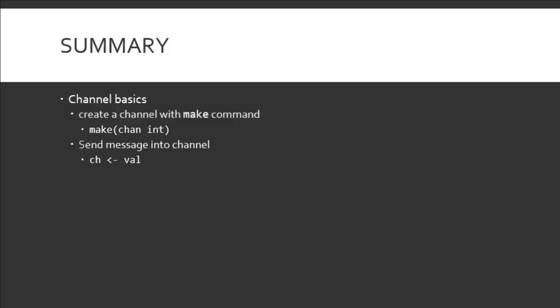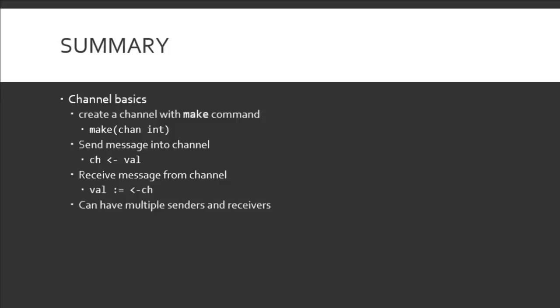We can send a message into the channel using this arrow syntax, and the position of the arrow indicates the direction that the data is going to flow. So in this case, we list the channel, we have the arrow, and then the value that we wish to send into the channel. Notice that the arrow is pointing into the channel. But when we want to receive messages from the channel, then the arrow is leading out of the channel. So we're going to use the same arrow syntax, but the channel is going to be added after the arrow instead of before.